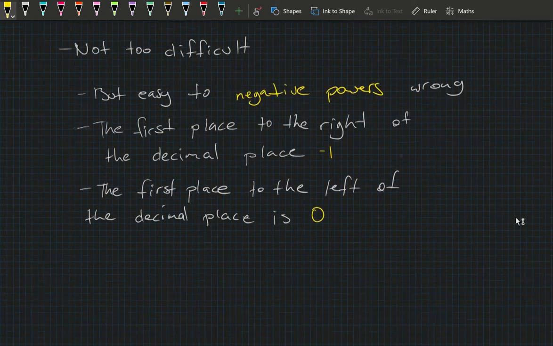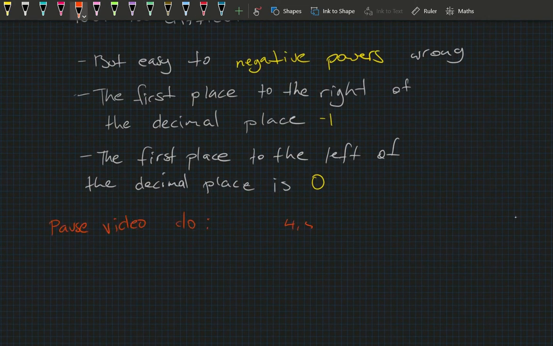But anyhow, pause the video now and you can do questions 4 and 5 in the new book and questions 6 and 7 if you have the old book. And once you've completed that pre-learning, come back and you can see the summary.